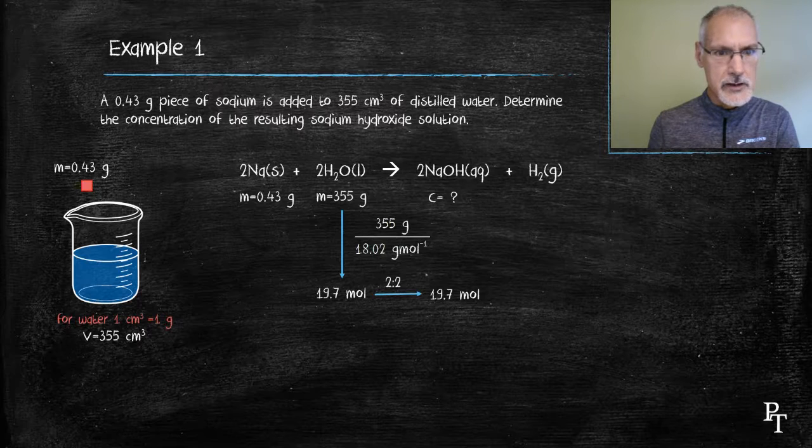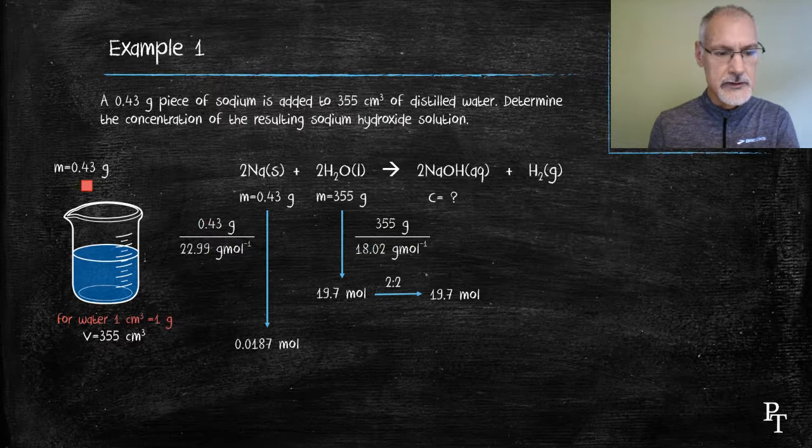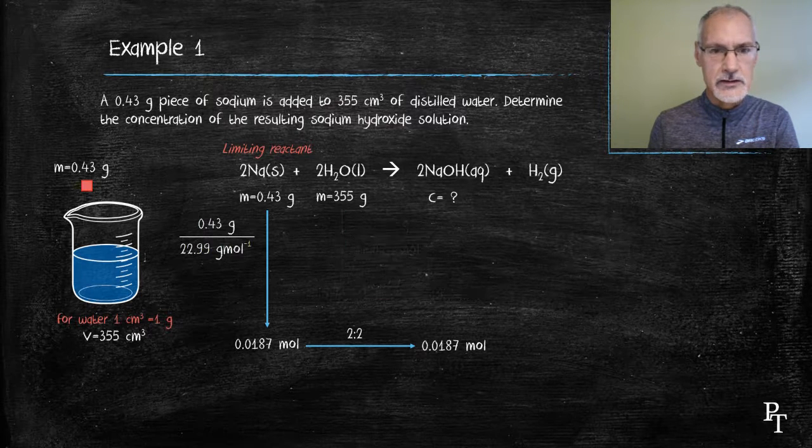Now I'm going to work with the sodium and determine how many moles of sodium hydroxide I would make from it. So again, dividing by the molar mass, I arrive at 0.0187, the ratio 2 to 2, and clearly I can see here from this example that sodium is my limiting reactant. It makes the smaller amount. So I'm going to ignore the information about my water when determining the moles of sodium hydroxide that I make.